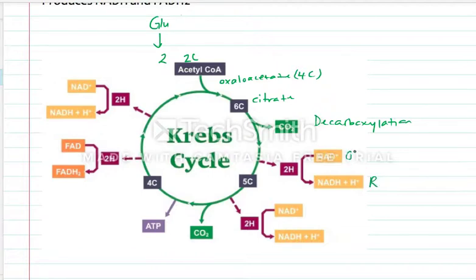Here is oxidized and here is reduced. So you can tell that this reaction is a redox reaction. This was a reduction, so this is an oxidation. Now, we've lost a carbon, so now we have a 5-carbon unit.